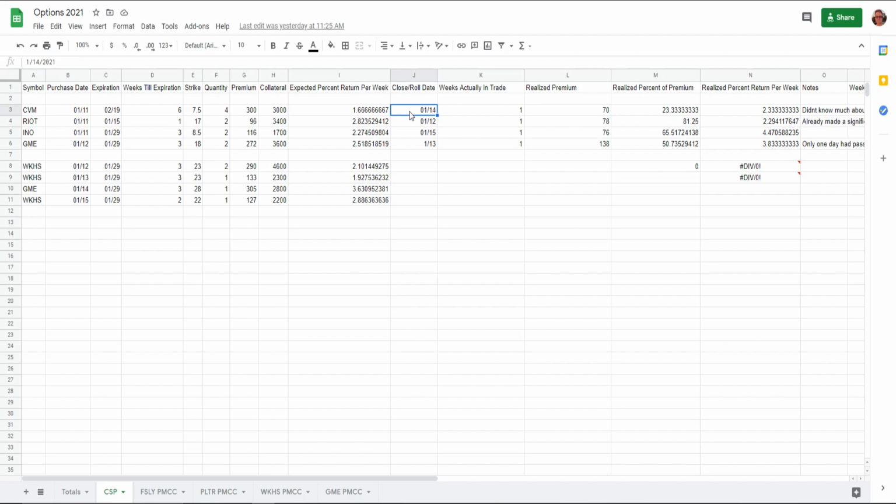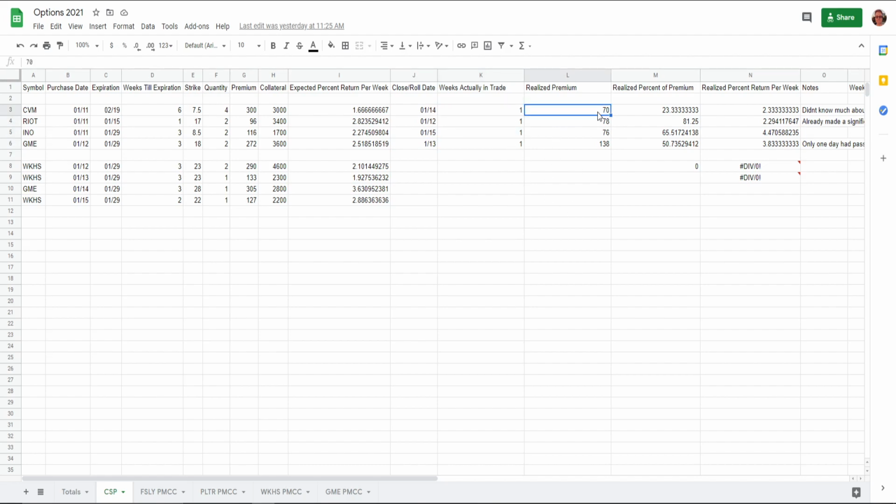Then I put the closed slash roll date. Some of these might go in the money. So say CVM actually did go below my strike price. I might want to roll that instead of closing it out. In this case, I should probably put a thing whether I actually did roll or to close it, but right now, it's just this. So that way I can actually put my weeks actually in the trade. So you can see I literally got out of this 3 days later. This one I got out literally the next day. This one 4 days later, and this one I got out literally the next day again. So that way I have the weeks in the trade.